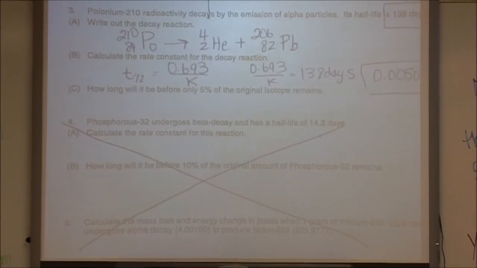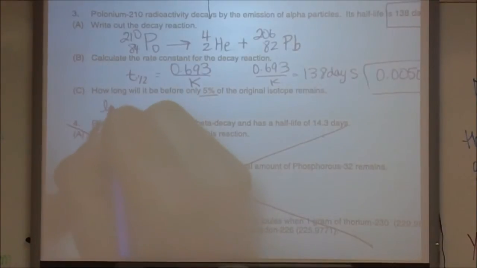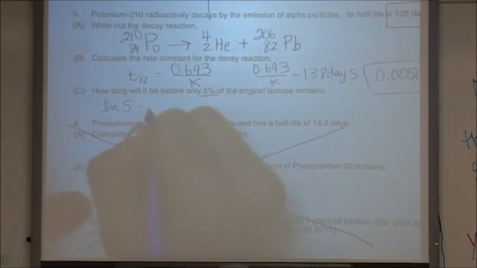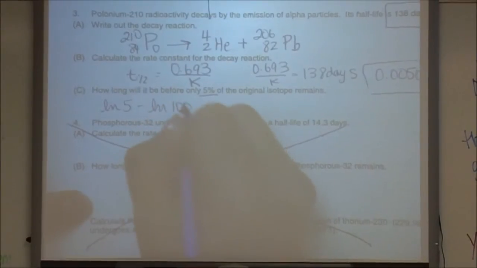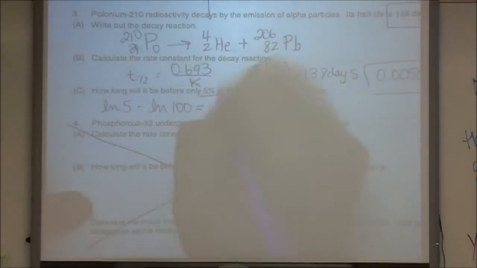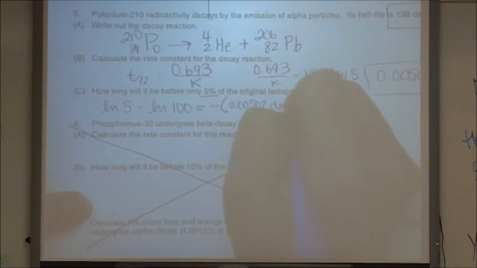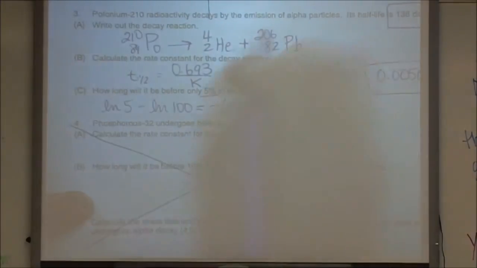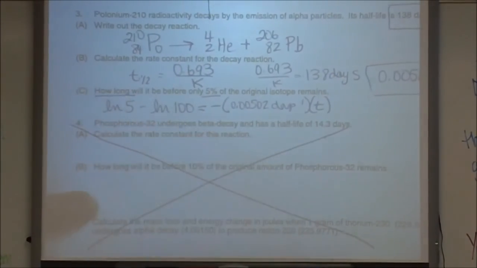How long will it take before only 5% remains? We start with 100%, we end up with 5, let's treat that as grams. ln of 5 over 100 equals negative K, 0.00502 per day, times T. T is the time it takes, because that's what we're looking for, how long.